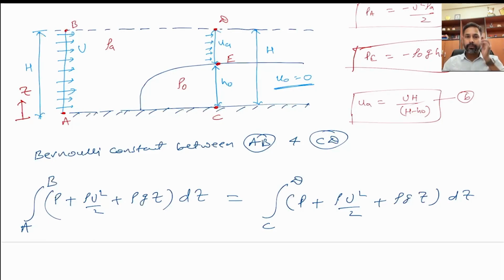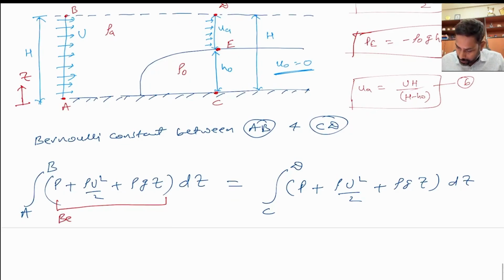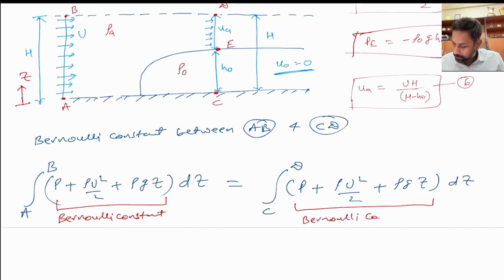Okay, so if you remember, whatever you see inside here comes in the form of the Bernoulli equation. So this is called the Bernoulli constant, right, which tells you the total energy a fluid has in terms of flow energy, pressure energy, kinetic energy, etc. Whatever energy we have at points AB should be the same at points CD, because we are assuming there is no frictional loss, so energy must be equal in both sections.